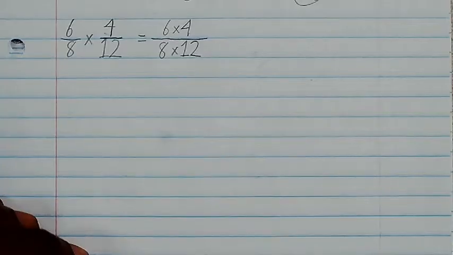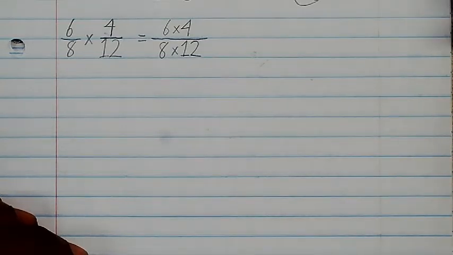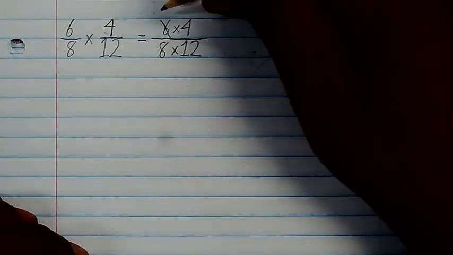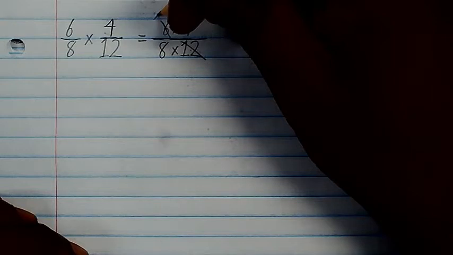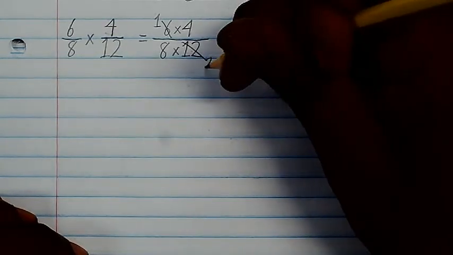So if we rewrite the following problem where we're multiplying numerator times numerator and denominator times denominator, we have 6 times 4 over 8 times 12. And now I'm going to look to simplify. Remember, you can either multiply it out and then simplify, or simplify before you multiply. So I'm just going to look to simplify before I multiply. So I have, of course, 6 and 12 are multiples of 6. So I can divide both of these by 6. That's going to give us 1. This is going to give us 2 as our denominator.